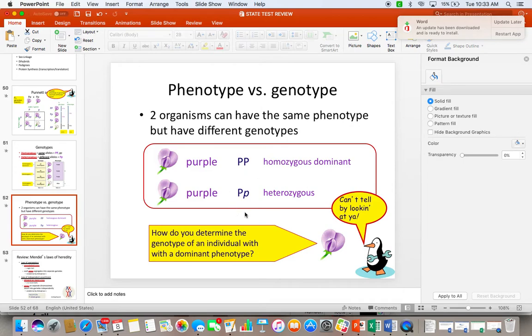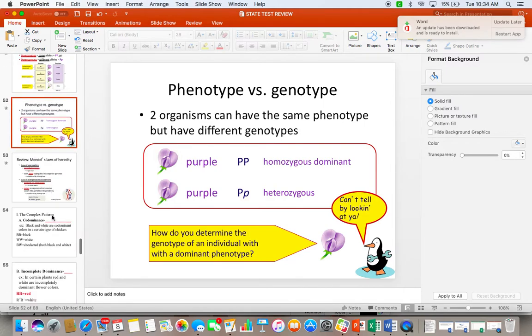If your flower was big P, little p, and you crossed it with a white one, little p, half of your offspring would also be white, okay? So if you had a purple plant and you didn't know what it was, you'd cross it back with a white one. If you got white offspring, you knew it was this. If you got all purple offspring, you would know it was this. Okay, you may want to do a little square to help make a little more sense to you.